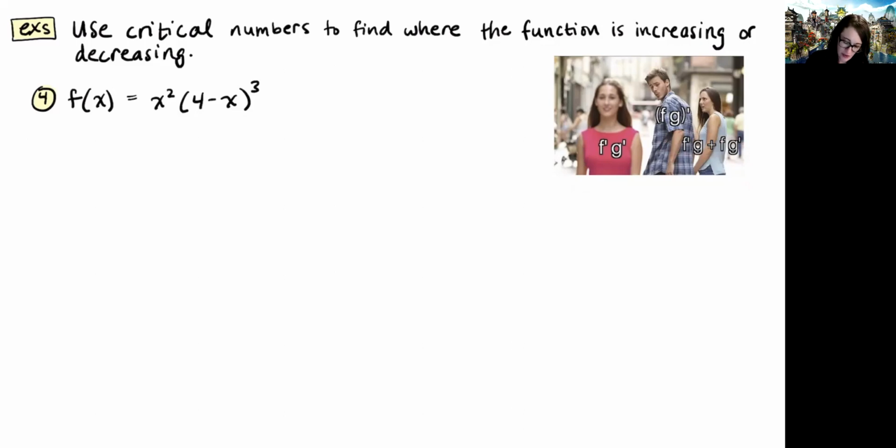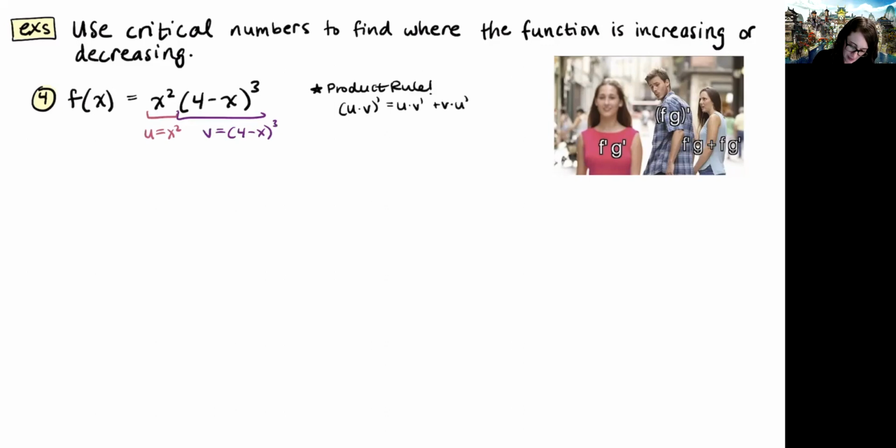So I think that we want to use, how about u and v, right? That's what we normally use to talk about things in the product rule. So I'd say we've got u equals x squared. Then we've got v equals (4 minus x) to the third. Maybe let's just note here, we need the product rule. So in the product rule, it says we take the first times the derivative of the second plus the second times the derivative of the first. We need the derivatives of each of the individual pieces.